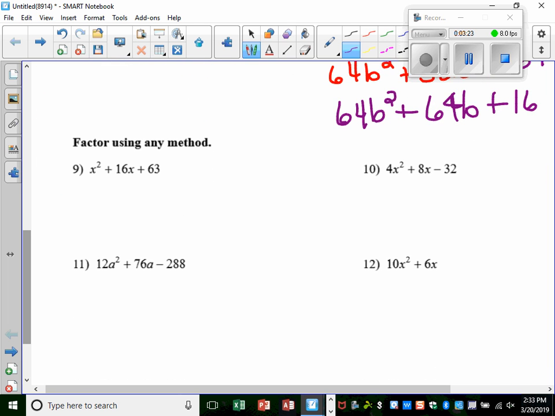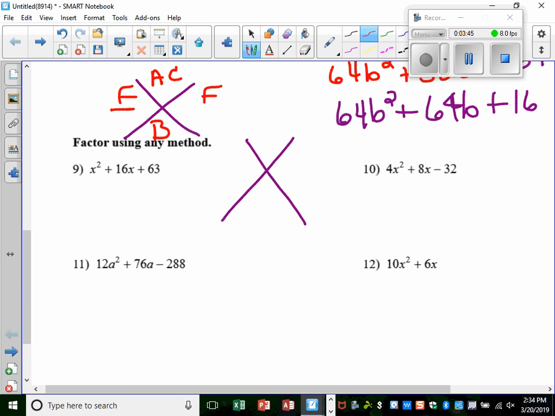All right, so there will be a section on the test that says factor using any method. So you get to use any method you want here. So obviously, the method that we've learned in class is the X method. Okay, and you know how to make your X. Okay, you know that the A times the C term goes here. Your B goes at the bottom. Your factors go on the side, divided by the A term. Okay, you have to know how to set that up. If you don't divide by the A term and you only do the factors, your answer is not going to be correct.